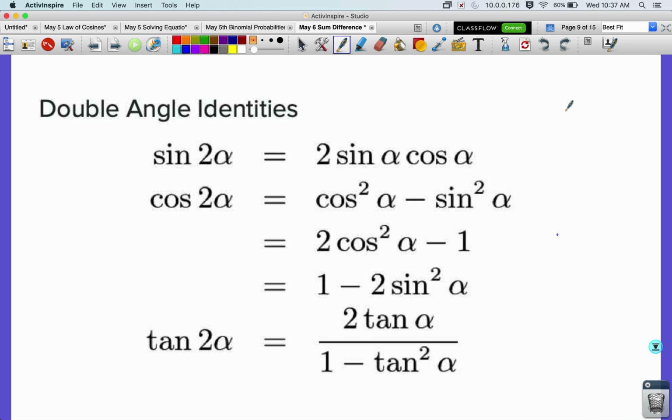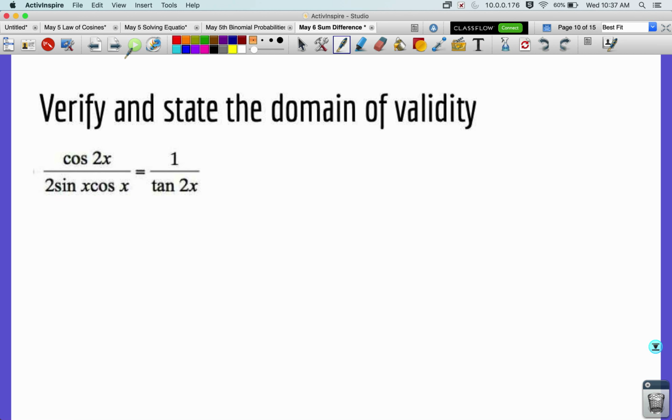Okay, double angle identities. Here they all are. They're very difficult to memorize, so if you're going to use these, I'll provide them on a test, or you can just have them handy. But they can be useful when doing verifications. Here we've got a verification. We've got to verify and state the domain of validity.